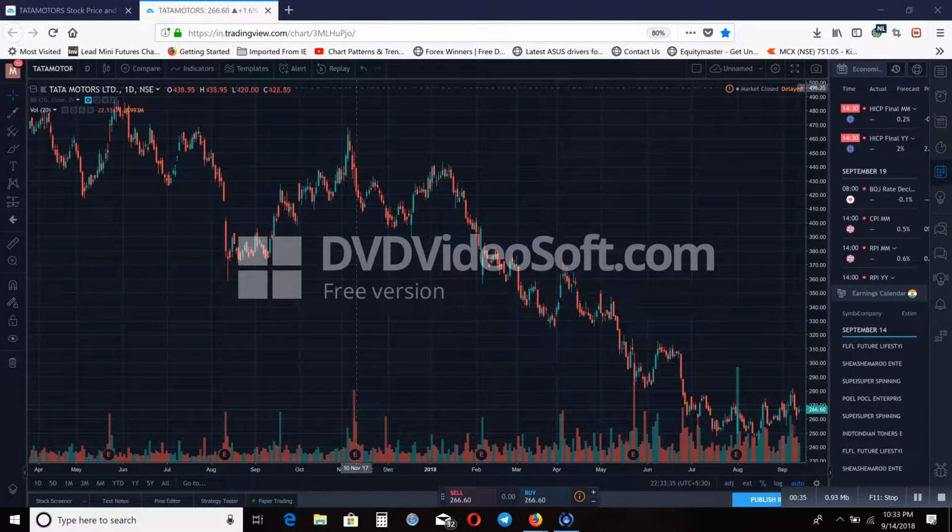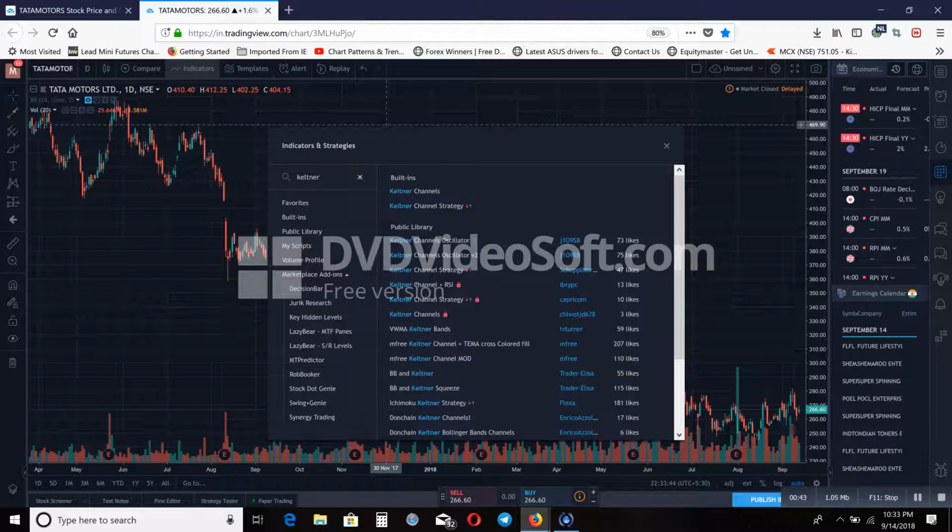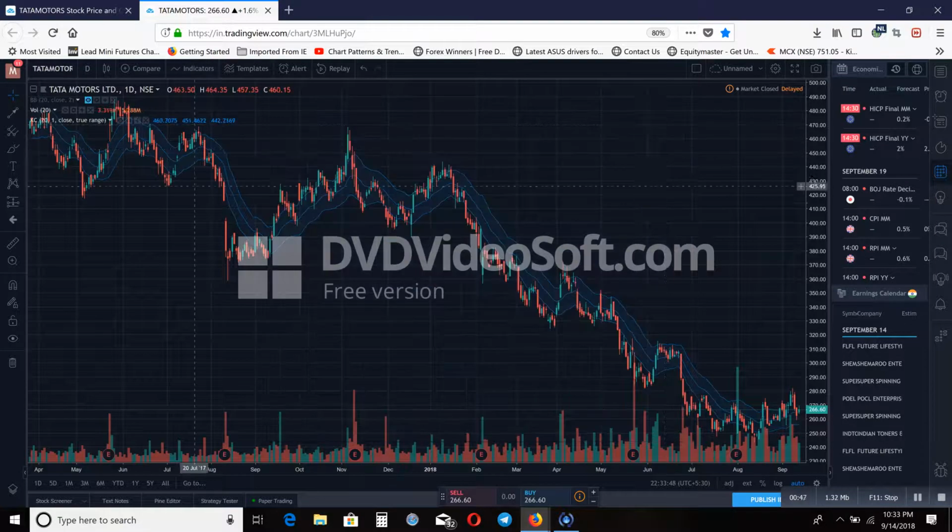So I will select the Keltner channel. As you see, the lines have been drawn on the chart. This is the upper band, this is the central value, and this is the lower band.